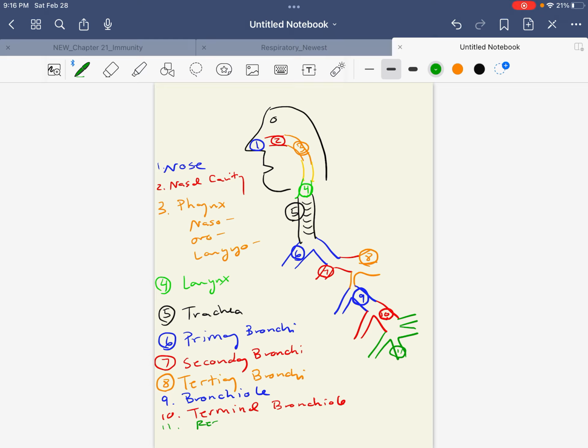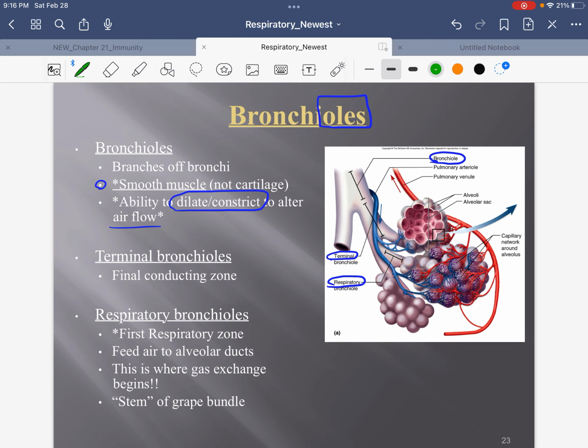This can be a little confusing because when we think of terminal bronchioles, doesn't terminal mean end? So you might think that the terminal is the end. It's not the end of the airway, and we're going to discuss that in a moment. Folks, we're almost done. Stay with me.